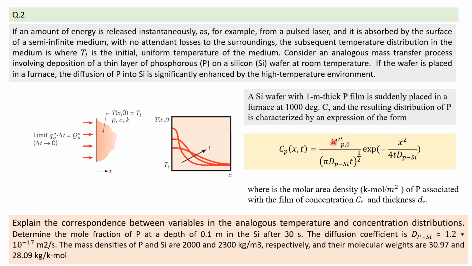So this M_P0 is a molar density. C_P, where P just means that it's phosphorus. Okay, concentration of phosphorus. Don't mistake that for specific heat. It's just the concentration of phosphorus. Okay, and thickness d_0. So this is the expression. Okay, so heat is applied.